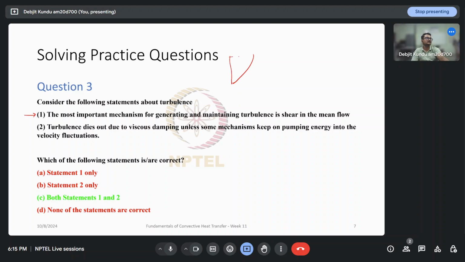So let's say I have a velocity profile which looks something like this. So unless I have a shear, if I have only a uniform flow field, that doesn't have motivation enough to shift to turbulence. The main reason is that these velocity gradients, they become unstable at certain Reynolds numbers.